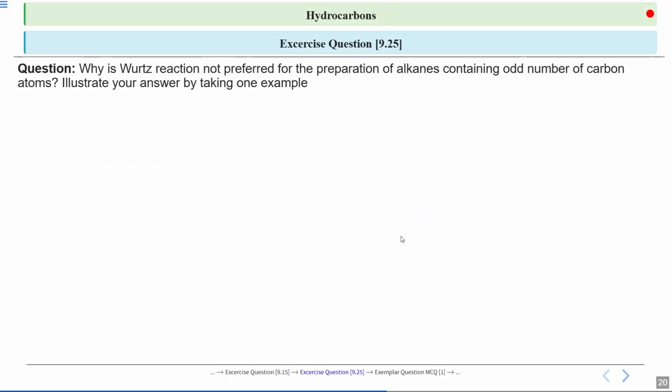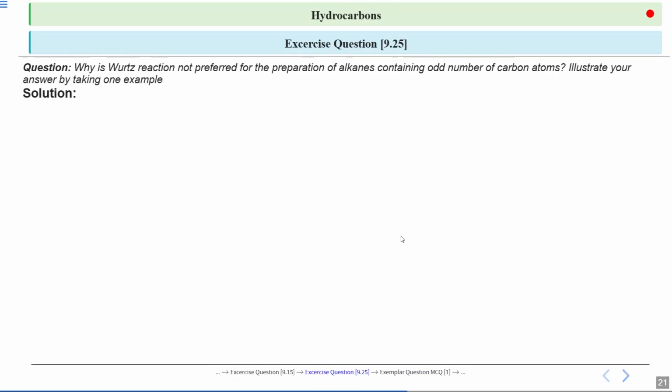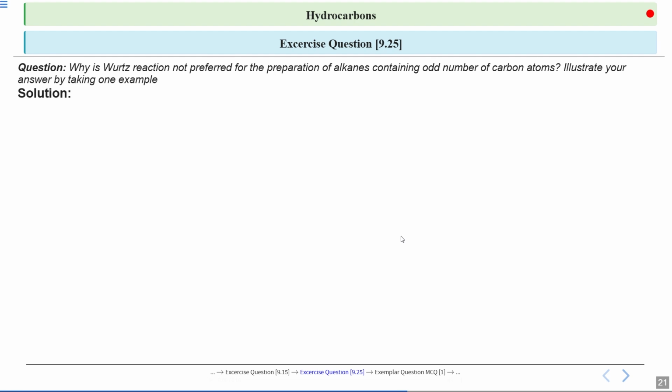Moving on to the next question, exercise question 9.25, which asks us, why is Wurtz's reaction not preferred for the preparation of alkanes containing an odd number of carbon atoms? Now illustrate your answer by taking one example. How will you solve it? Let us have a look at the solution.